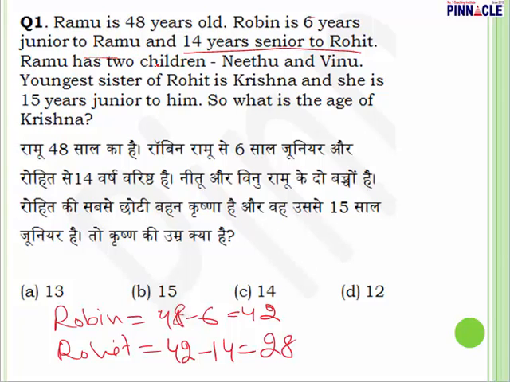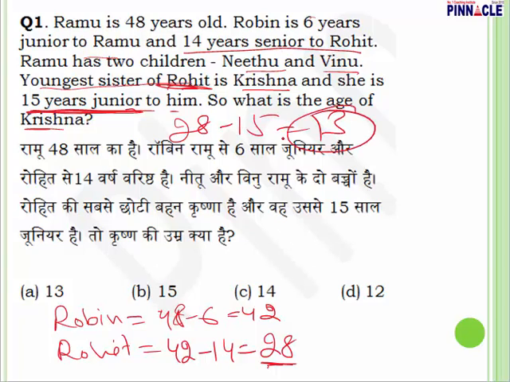Ramu has two children, Nithu and Vinu. The youngest sister of Rohit is Krishna, and she is 15 years junior to him. So what is the age of Krishna? Krishna is 15 years junior to Rohit, and Rohit is 28 years old. So Krishna's age is 28 minus 15, that is 13 years.